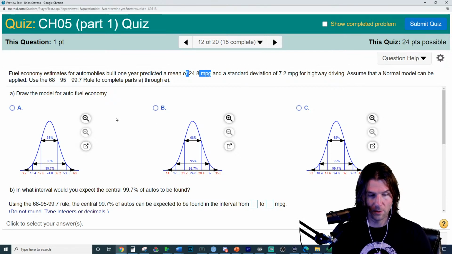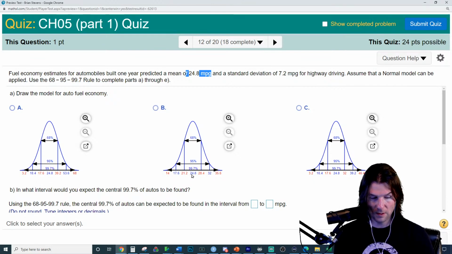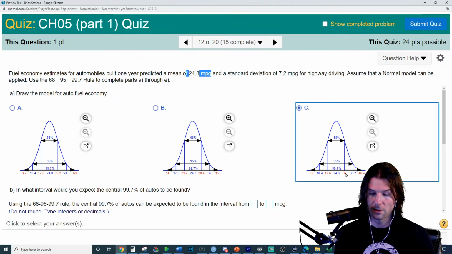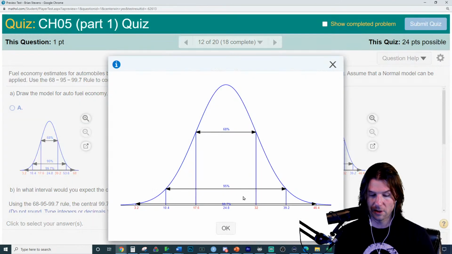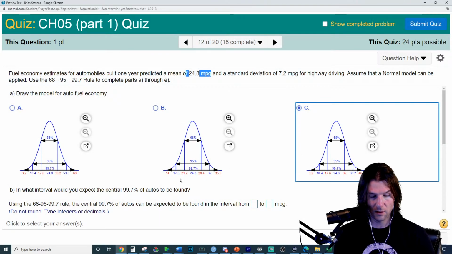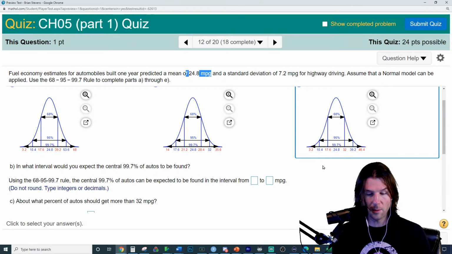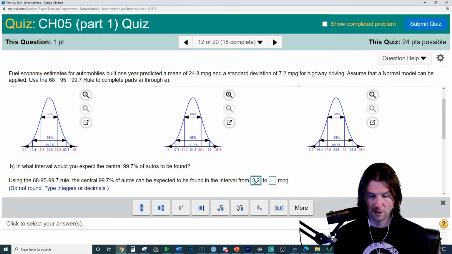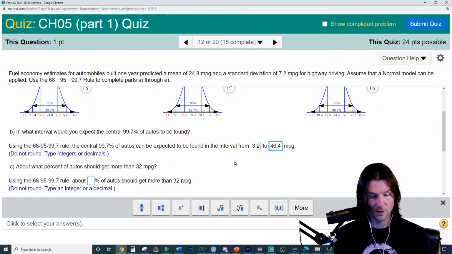Assume that a normal model can be used. Good deal. 24.8 is at the center of all of these. 7.2 is the standard deviation for only one, so confirming right here that this has a standard deviation of 7.2 confirms it's the answer. That is the answer. The 99.7 rule is shown right here visually, and it's going to be 3.2 to 46.4, just using the numbers. We're going to learn how to type in numbers. And there's the answer right there.